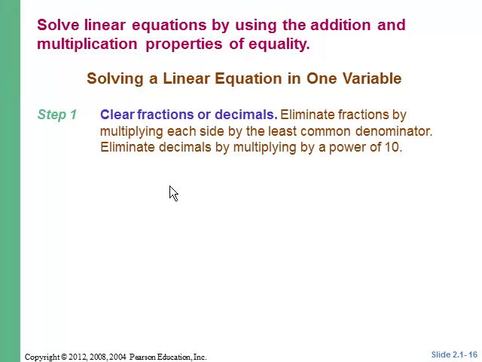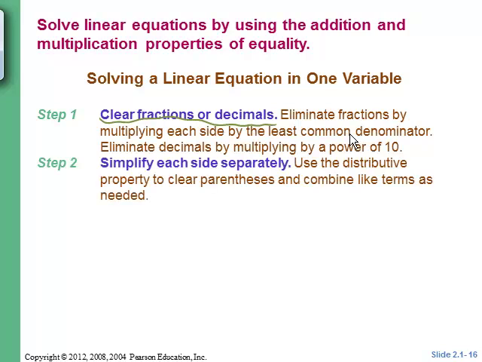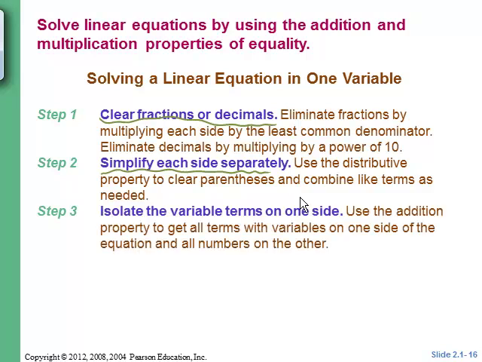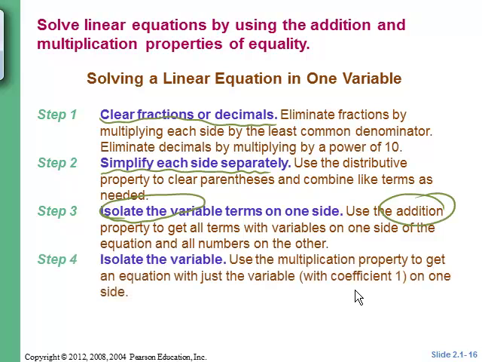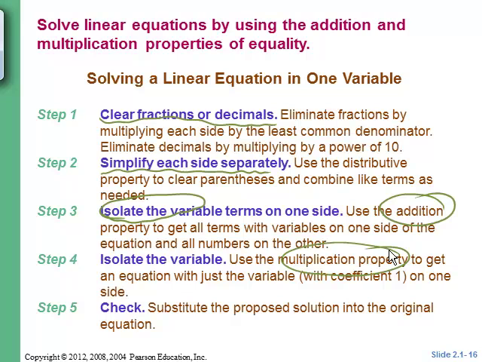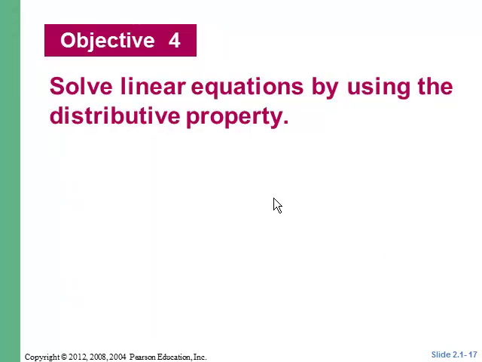So the way we go about solving problems is the first step, we get rid of fractions and decimals, which we haven't seen any yet, but I'll show you how to do that. Then we simplify each side using the distributive property. Then we isolate the variable. Your mission, should you choose to accept it, is to isolate the variable, first by using addition, and then by using multiplication. And finally, we check to make sure that our answer makes sense. So, let's solve linear equations using the distributive property.